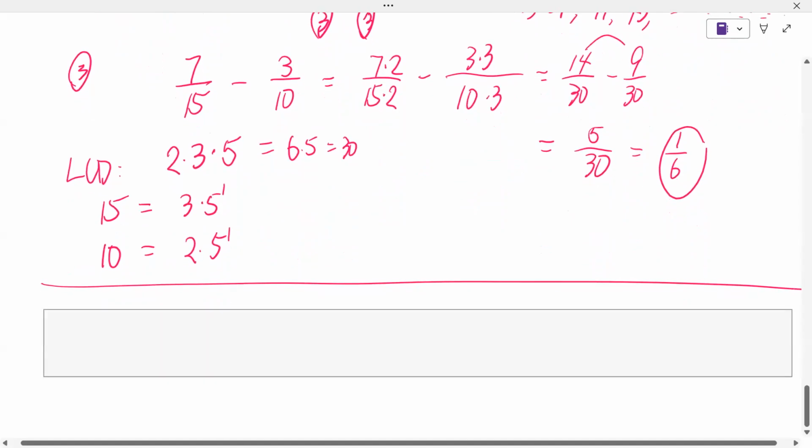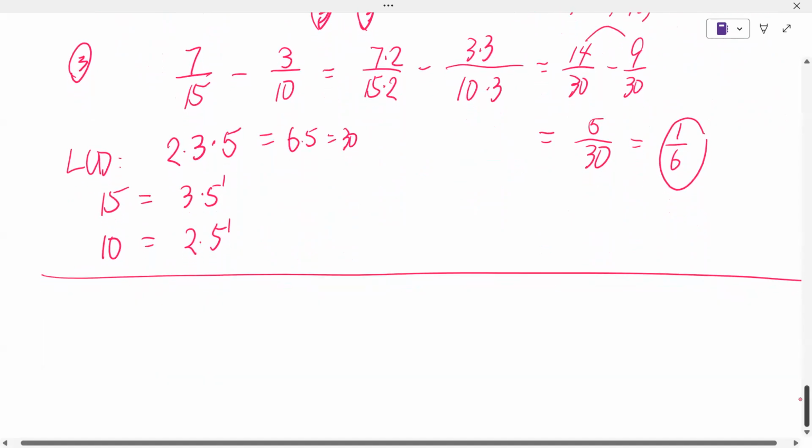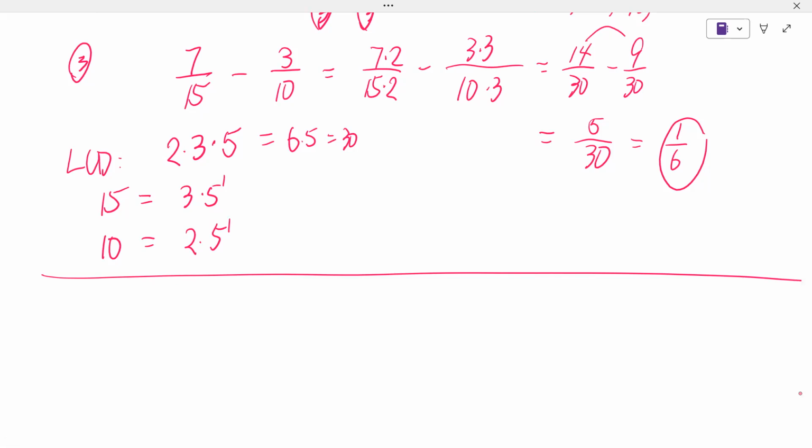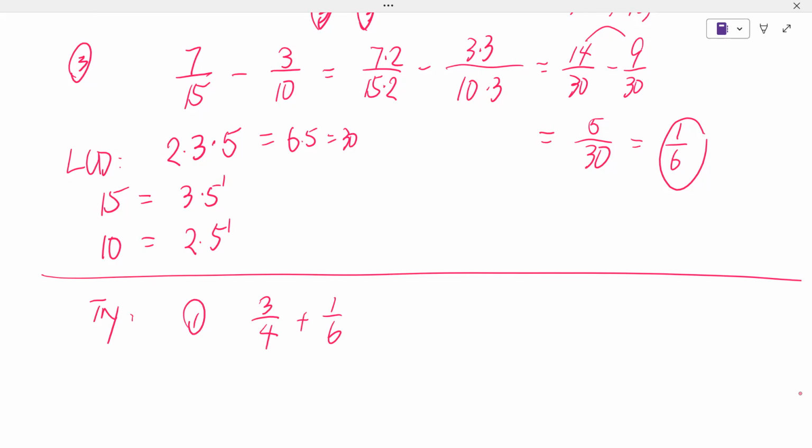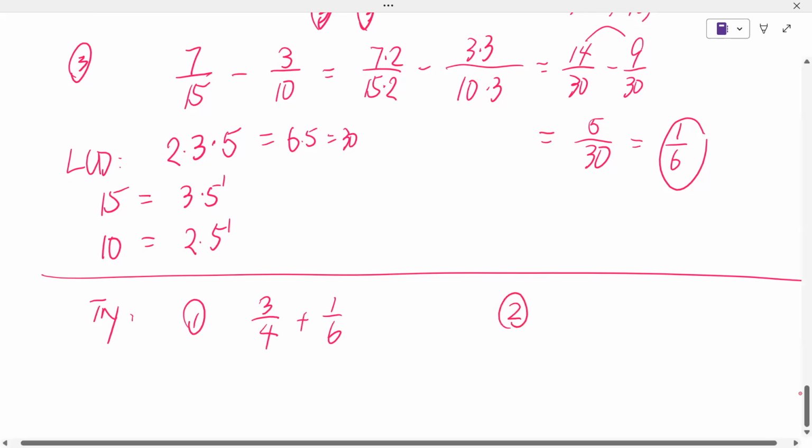Okay, so I want you guys to try these types of questions really quickly. For example, let's say try this: 3/4 and 1 over 6. First question. Second question will be 12 minus 3 over 8.